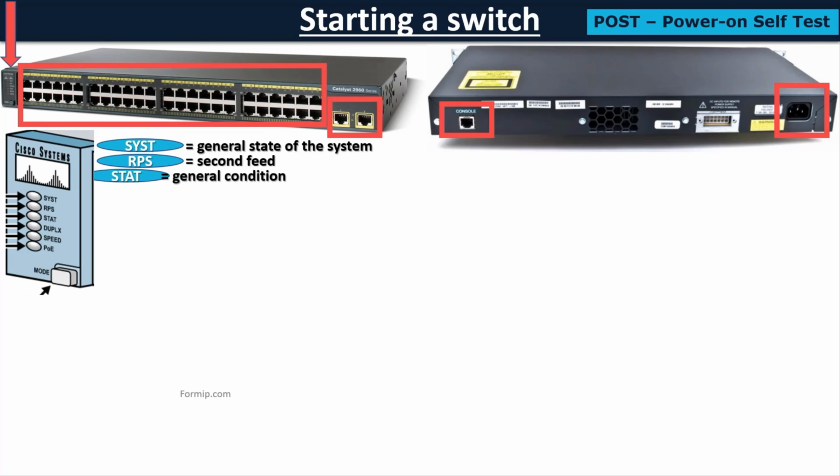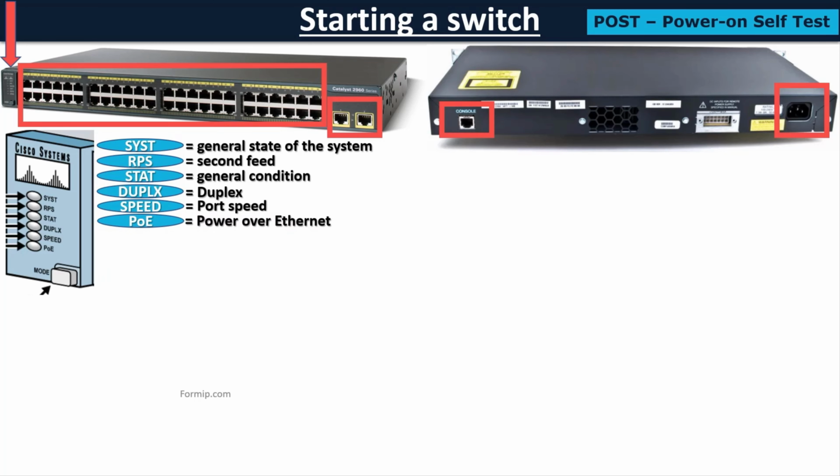The stat LED informs the general condition of the port. The next one is duplex mode. If lit, it is in full duplex, and if off, it is in half duplex. Then we have the speed of the port. If turned off, it's 10 megabits. If fixed green, it's 100 megabits. And if flashing green, it's 1 gigabit per second. And the last LED informs the PoE state of the system.